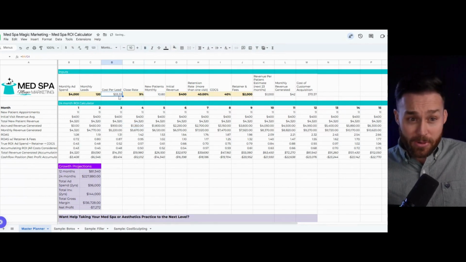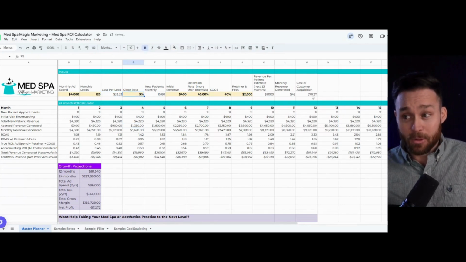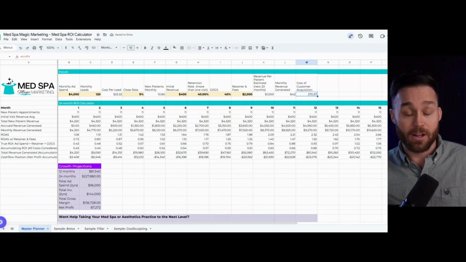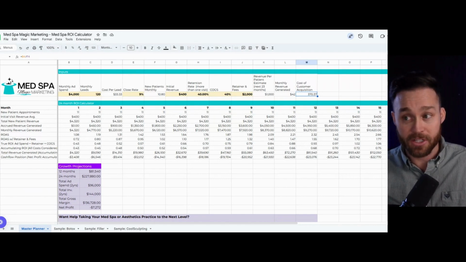So now we're paying $33 for a lead. We're only converting 9% of the leads. Now our acquisition cost went from $120 to $370. That's about what happens. In our experience, your acquisition costs will more than triple.